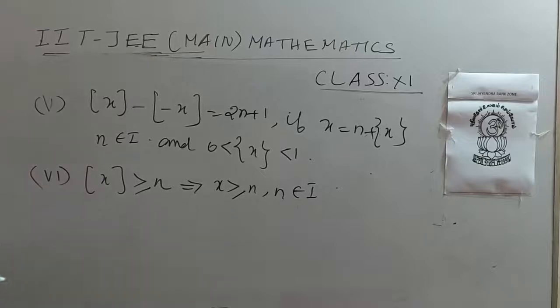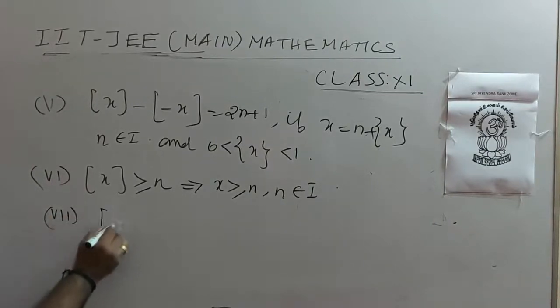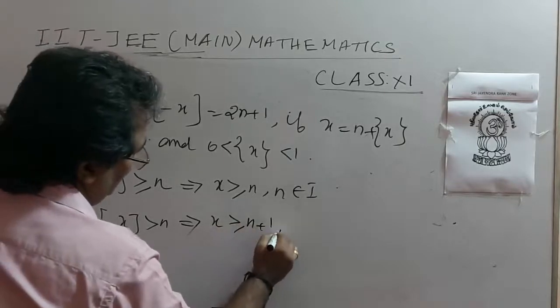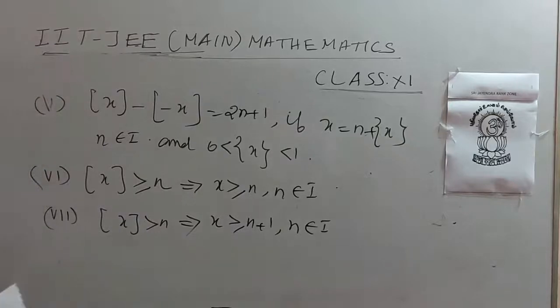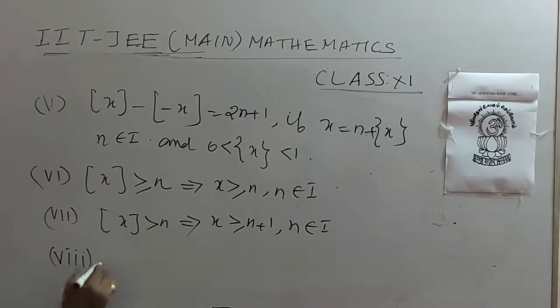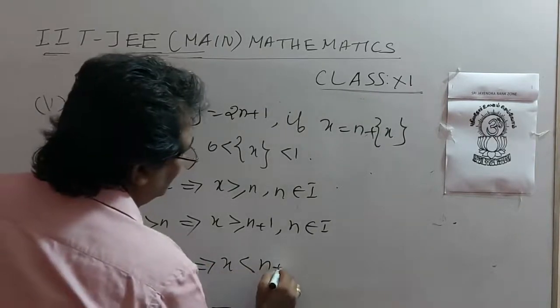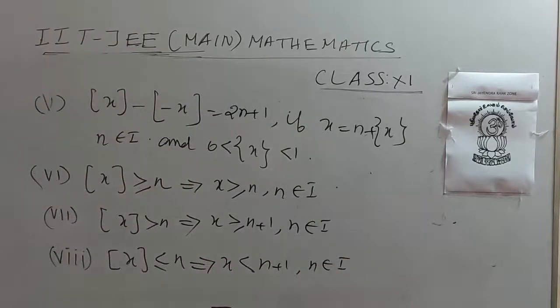This is greater than or equal to n. If x is greater than or equal to n, n belongs to I. Greater than n implies x is greater than or equal to n, n belongs to I. Which is less than or equal to n, which implies x is less than n plus 1, n belongs to I.